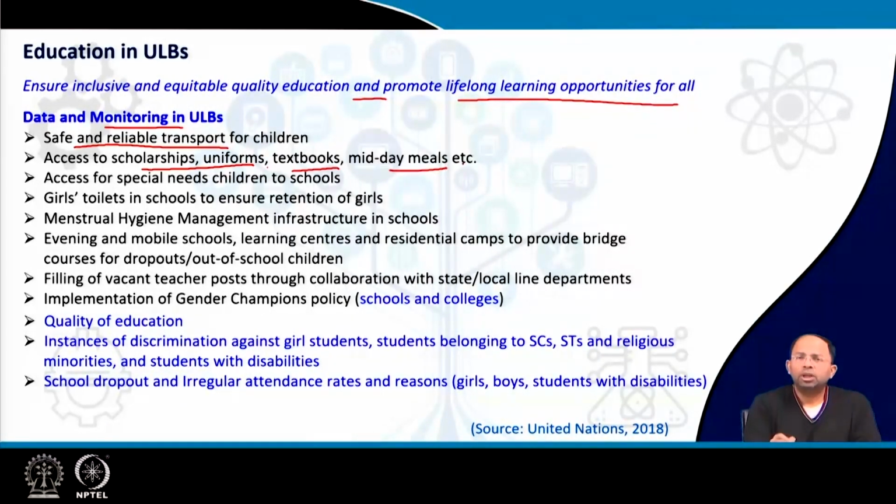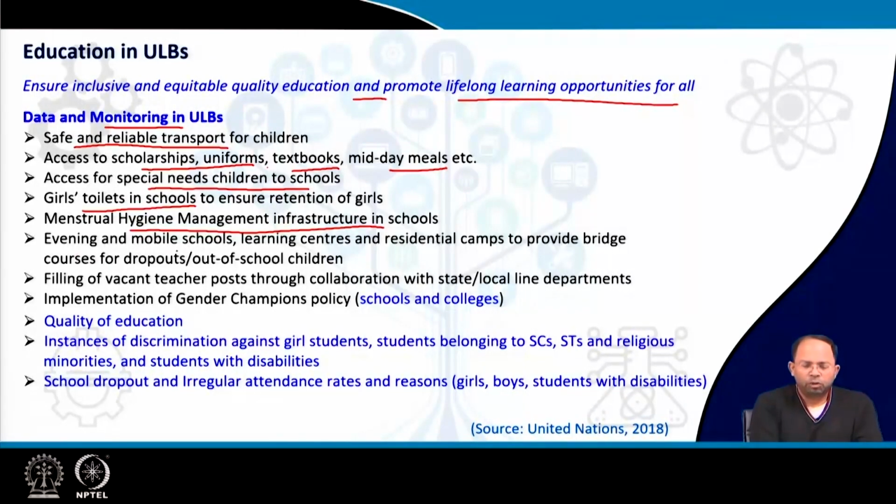So, that means everybody should be getting this, whether from a poor background or a rich background. Access for special needs children to schools. There are special needs children who also have to be taken to schools. For them, special schools may have to be set up. There has to be a girls' toilet in school, because that's one of the primary causes why girls drop out from schools. Menstrual hygiene management infrastructure in schools. Because of girl children, we have to create this kind of facilities.